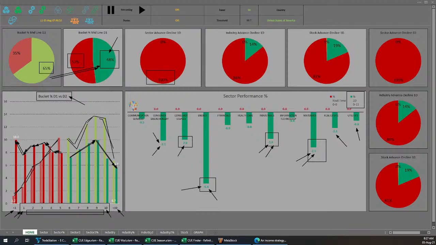100% of sectors were down, the 11 sectors. 86%, a very large percentage of industries were down. 81% of stocks were down. So that was a very bearish view.